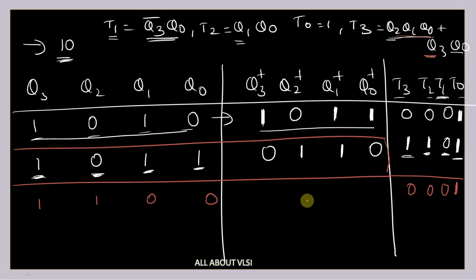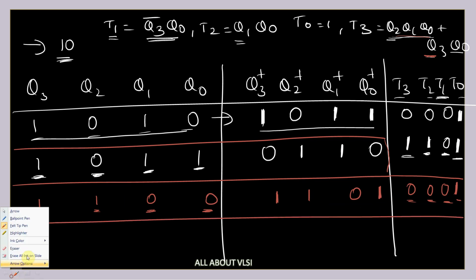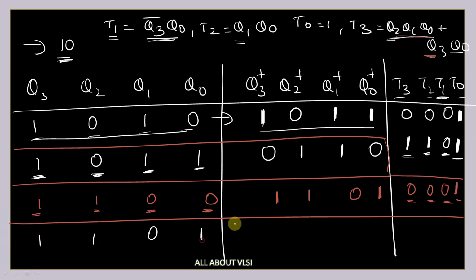These are my values of T and these are my present states. I can simply find out my next states. If T is equal to 1 and my present state is equal to 0, the next state is equal to 1. T is equal to 0, present state is equal to 0, next state is equal to 0. T is equal to 0, present state is equal to 1, next state is also equal to 1, and T is equal to 0, present state is equal to 1, and next state is equal to 1. This is the state which I am getting. So if I am in state 12, then my next state is equal to 13. Now, let's say my present state is equal to 13, that is 1, 1, 0, 1. Let us find out. So T0 is equal to 1 itself.